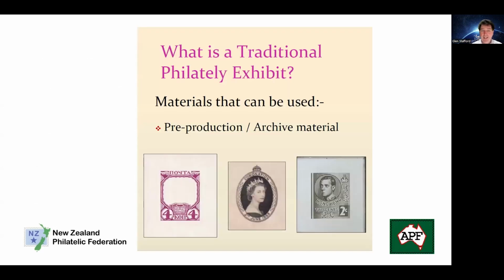All right, so what is a traditional exhibit? Well, basically it's stamps. It was one of the very first classes to have an exhibition, and it covers stamps. The material that we can include in a traditional exhibit starts off typically with pre-production material. These are proofs, essays, designs, etc. that tell the story of the printing process of the material itself.